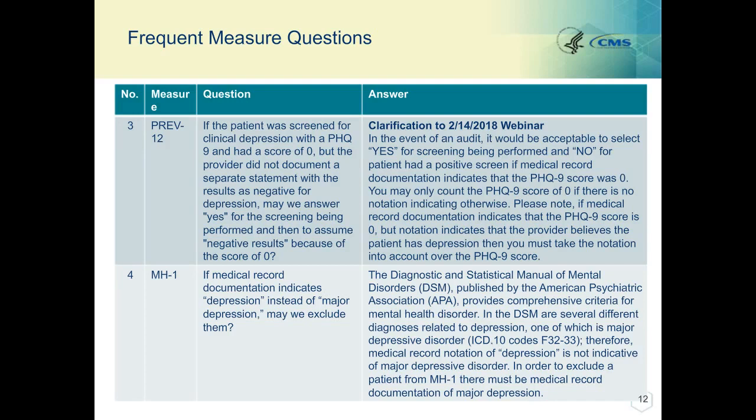And please note that if the medical record documentation indicates that the PHQ-9 score is 0, but the notation indicates that the provider believes the patient has depression, then you must take that notation into account over the PHQ-9 score of 0. We'd also like to note this is the only instance where it is acceptable to count the assessment score without medical record documentation of the provider's interpretation of the assessment as positive or negative. Again, if there's any notation in the medical record at the encounter of another screening score or that the patient is depressed, then that information should be used over a score of 0.